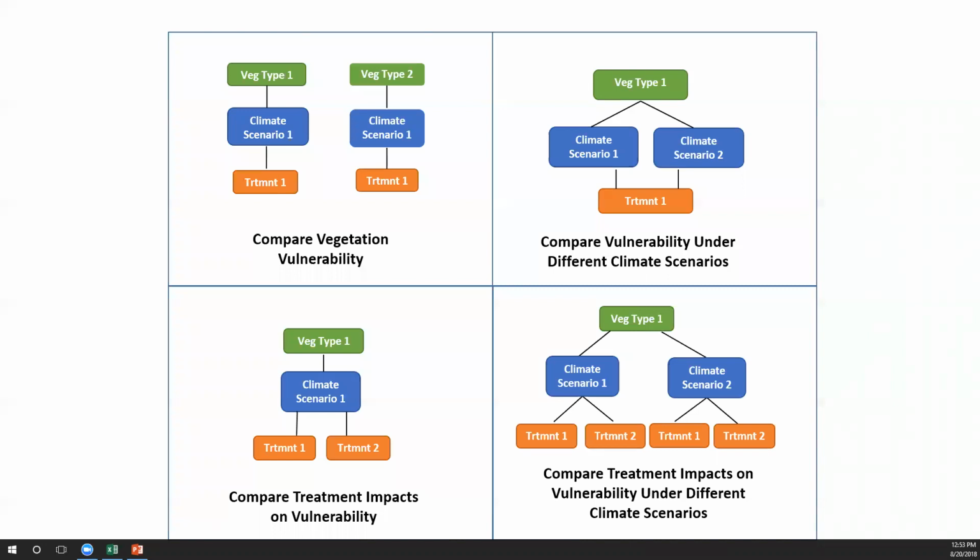In this first box, we show 2 different vegetation types. You can explore them under the same climate scenario and same treatment, and essentially compare the vulnerability of the vegetation to your expected changes in climate fire dynamics. You can compare a single vegetation type under a couple of different climate scenarios and look at a treatment to assess whether that treatment is as effective under both scenarios or not.